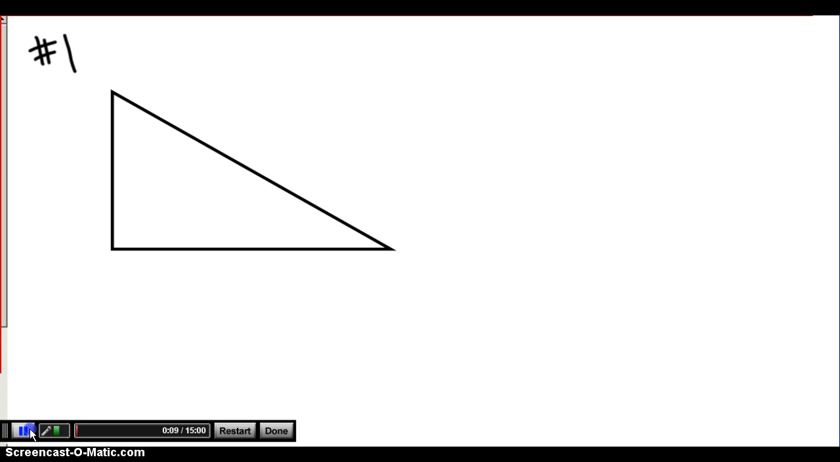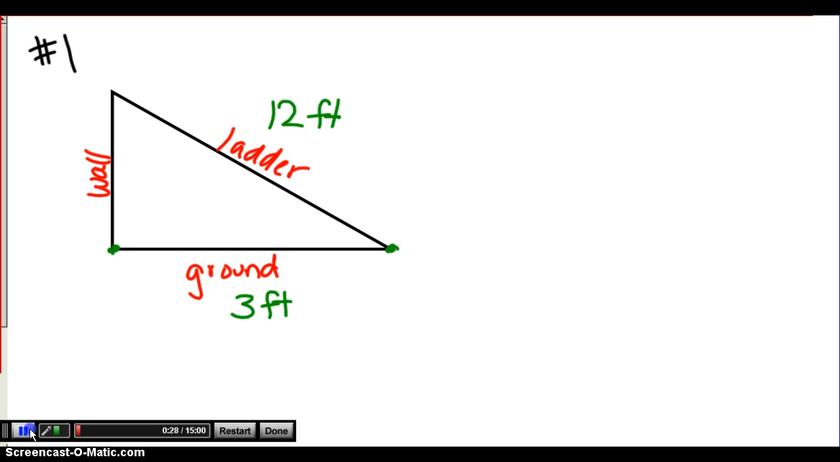So here we have number 1, and we have a ladder that's against a wall, and the ladder is a 12-foot ladder, and the base of the ladder is 3 feet from the wall. So this sketch is not to scale, but that's okay. We can still figure it out. We need to figure out how far up the wall the ladder is.